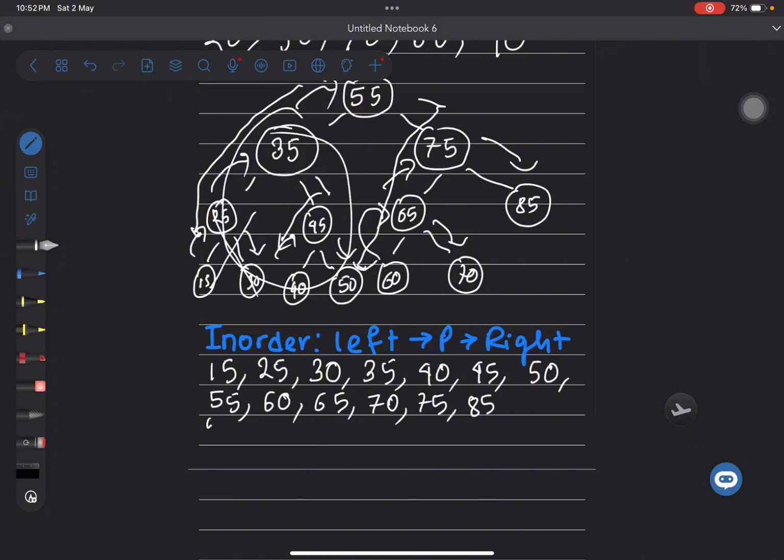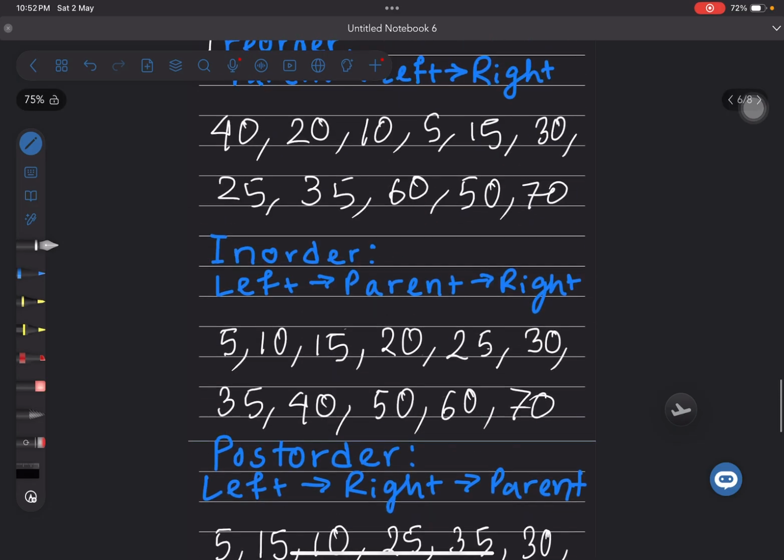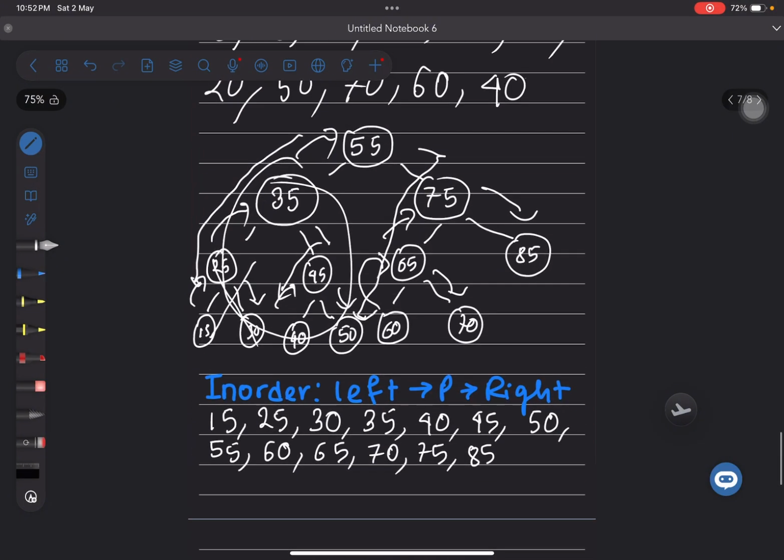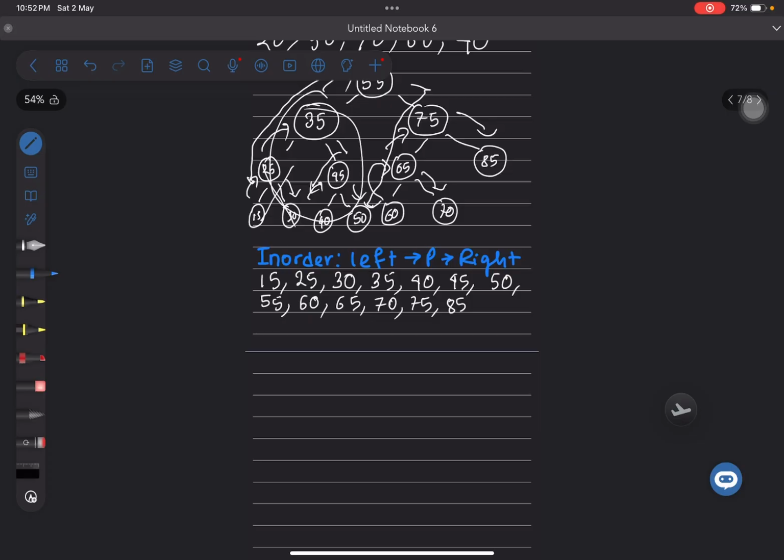One thing you'll notice about Inorder, and let me be very clear with you, you'll find that Inorder is always sorted. 15, 25, 30, 35, 40, 45, 50, it's sorted in ascending order. Even for this, 5, 10, 15, 20, 25, you can see that this is completely sorted. Now, after Inorder, we have Postorder left.